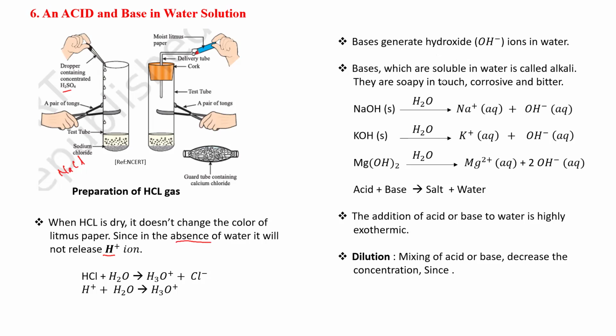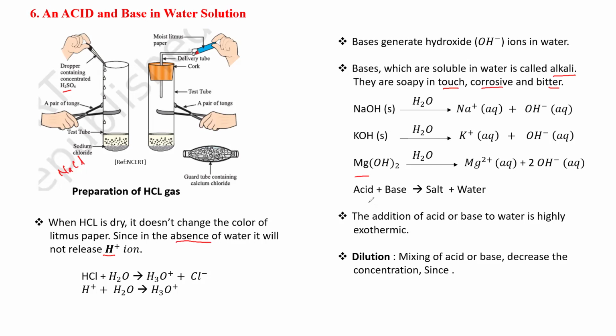So these bases generate hydroxides in water. The bases which are soluble in water are called alkali. These alkali solutions, the soluble bases, are soapy to touch, corrosive and bitter. Like sodium hydroxide mixed with water produces Na plus and OH minus. Then you have KOH giving K plus and OH minus, and Mg(OH)2, the magnesium hydroxide, also called milk of magnesia, giving Mg2+ and OH minus.